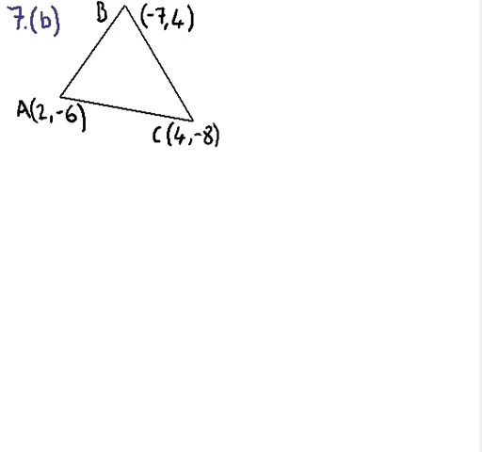This is question 7b. So we still have the same triangle, ABC. Again, the diagram is just for illustration purposes. In part B, we're asked to find the equation of the altitude from A to BC. So we want the line which goes from point A to BC. Now the altitude is different from the median.